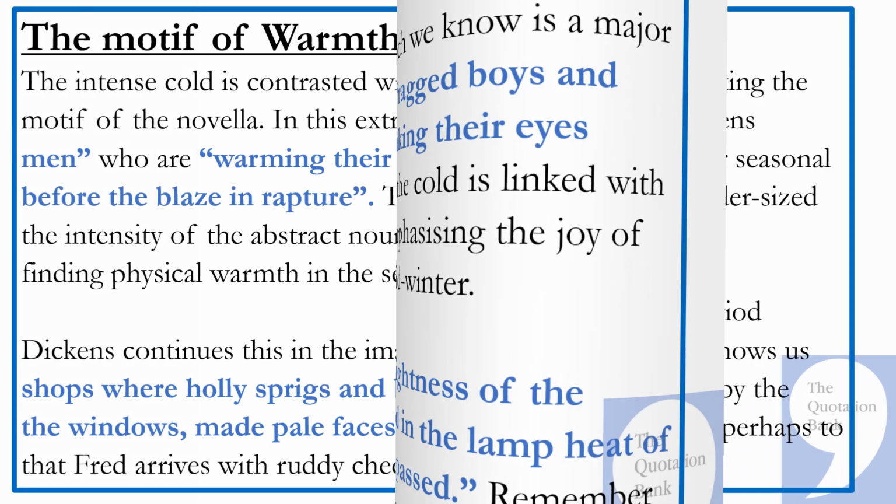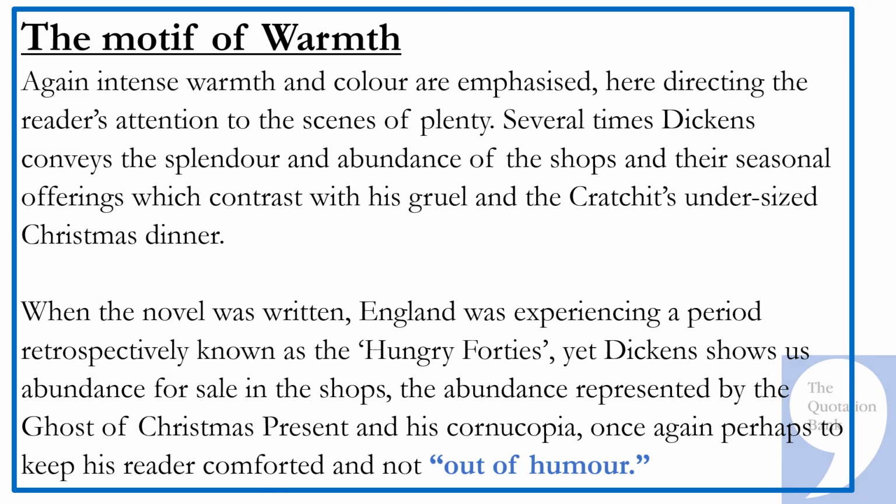Again, intense warmth and colour are emphasised, here directing the reader's attention to the scenes of plenty. Several times Dickens conveys the splendour and abundance of the shops and their seasonal offerings, which contrast with his gruel and the Cratchit's undersized Christmas dinner.